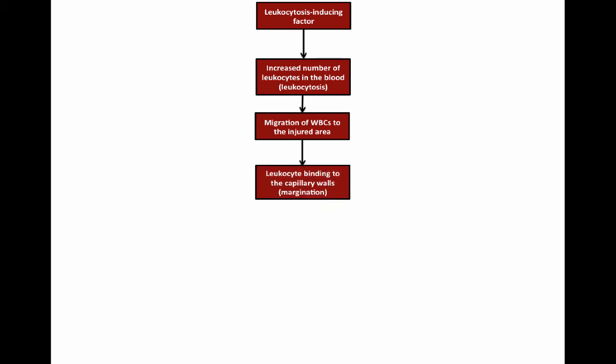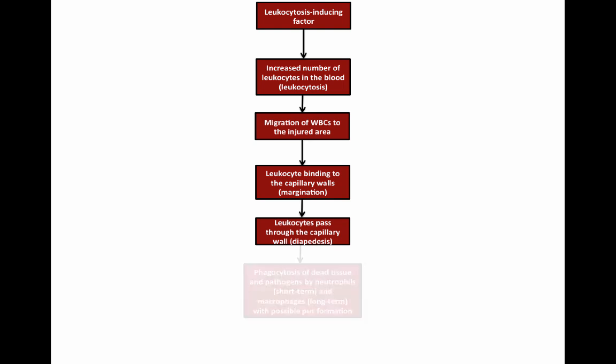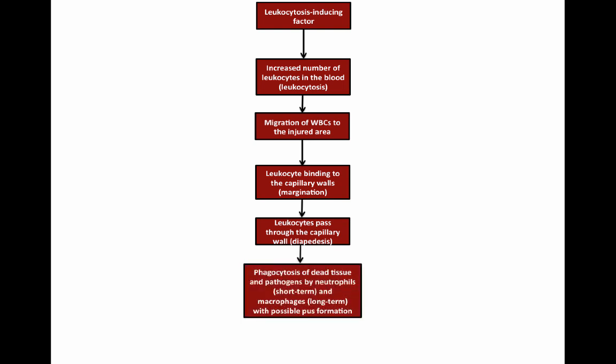Then, there will be leukocyte binding to the capillary walls, also known as margination. This is followed by diapedesis, or the passing of leukocytes through the capillary wall into the tissue. Then, there will be phagocytosis of dead tissue and pathogens by neutrophils in the short term and macrophages in the long term, with possible formation of pus. The end result will be the clearance of debris from the affected tissue.